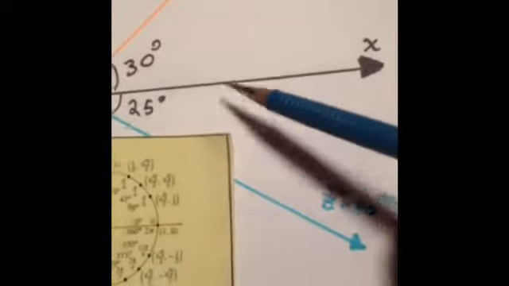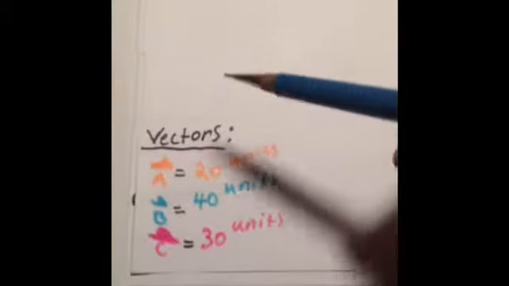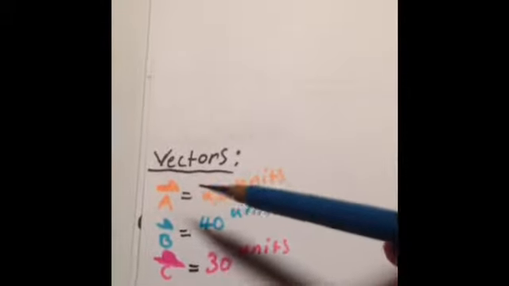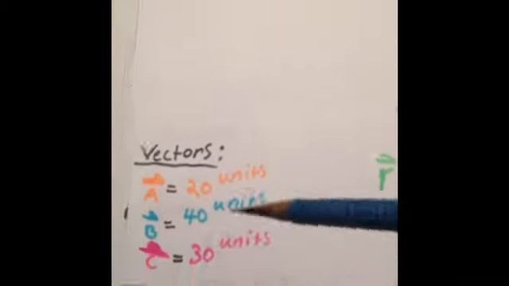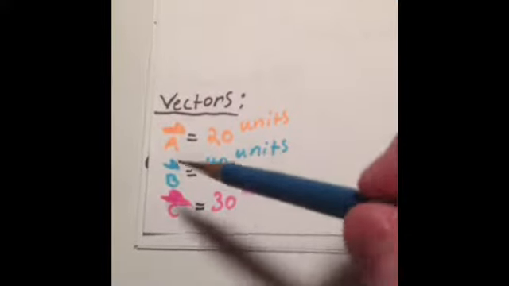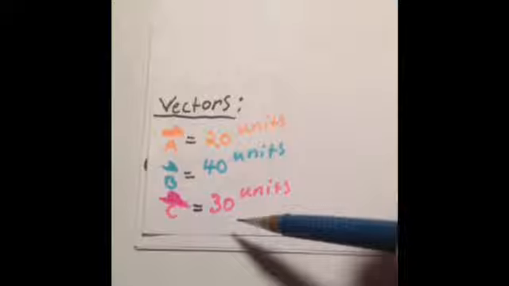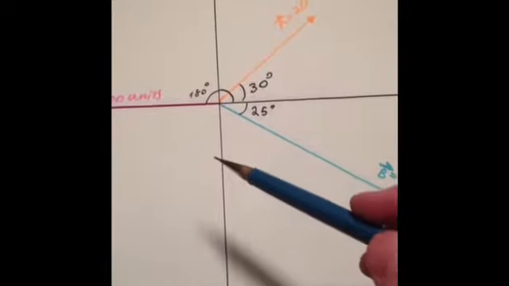As you can see, 0 degrees starts here on the x-axis. As you come around, vector C is 30 units long. So I have all our given vectors listed here. Vector A, which is 20 units long, is in orange. Vector B, which is 40 units long, is in blue, and vector C, which is 30 units long, is in pink.